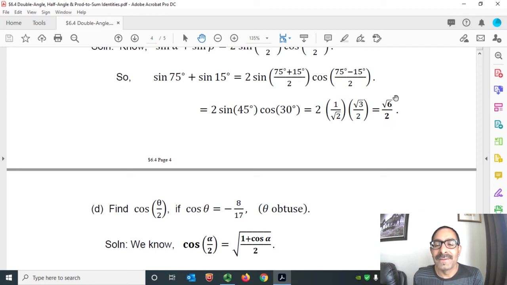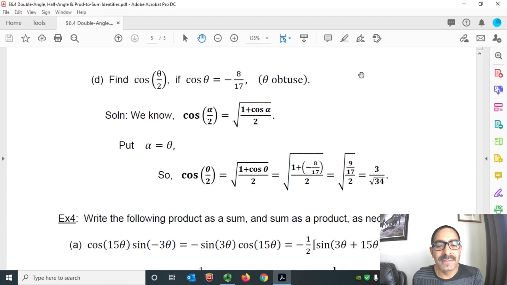In the final step here, these two cancel out, and to get rid of the radical in the denominator, let's multiply by radical 2 on numerator and denominator. So our final answer turns out to be radical 6 over 2. I hope you understand this part. Great. Similarly, let's do part D.